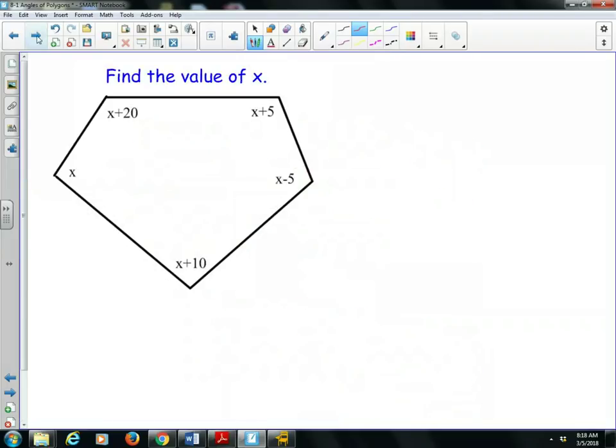Okay, last one for the day. I want to find the value of x. Well, if I look at this, I would have to basically know how many degrees are in this figure, and then I could add all of them up and set it equal to that many degrees. So how many sides does this thing have? 1, 2, 3, 4, 5. This is a 5-sided figure. We call that a pentagon.